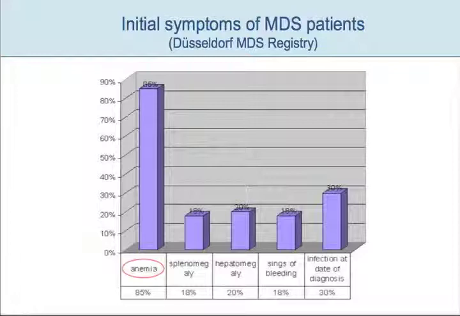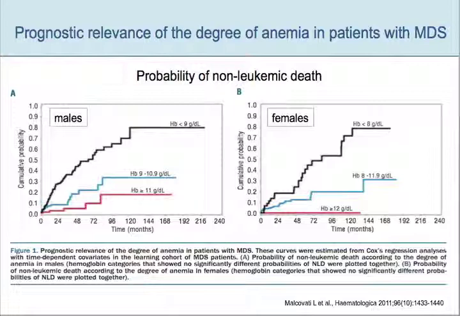And as you can see here, the probability of non-leukemic death, mainly from cardiac complications, increases dramatically in male patients with a hemoglobin of less than 9 and female patients with a hemoglobin of less than 8. So an important message seems to be that you should take care of your MDS patients and transfuse them adequately to keep their hemoglobin levels at least above those critical thresholds.